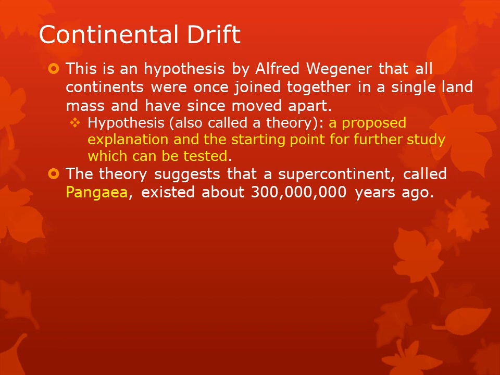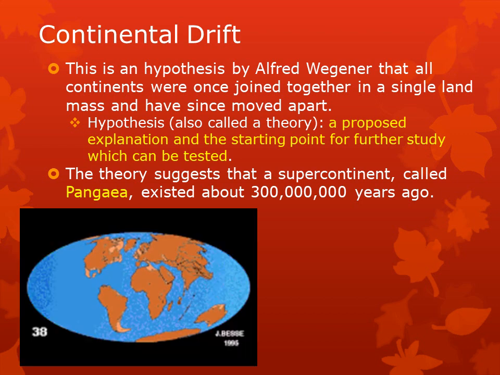So, a hypothesis tries to explain why something has happened and provide data or information or evidence to prove that it's possible. Okay? So, Wagner's theory suggests that this supercontinent, called Pangaea, existed about 300 million years ago. So let's look at what I mean here, okay?